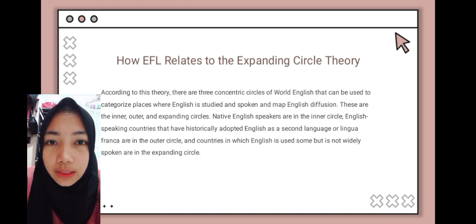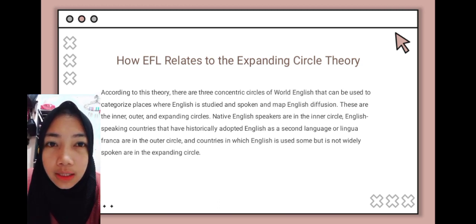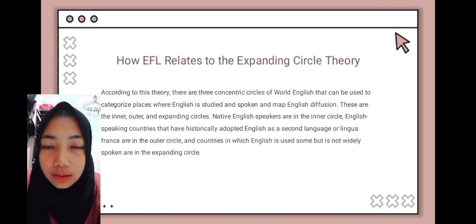Okay, how EFL relates to the expanding circle theory. English as a foreign language loosely corresponds with the expanding circle theory of language described by linguist Braj Kachru in Standards, Codification and Sociolinguistic Realism: the English language in the outer circle. According to this theory, there are three concentric circles of world Englishes that can be used to categorize places where English is studied and spoken and map English divisions. These are the inner, outer, and expanding circles.